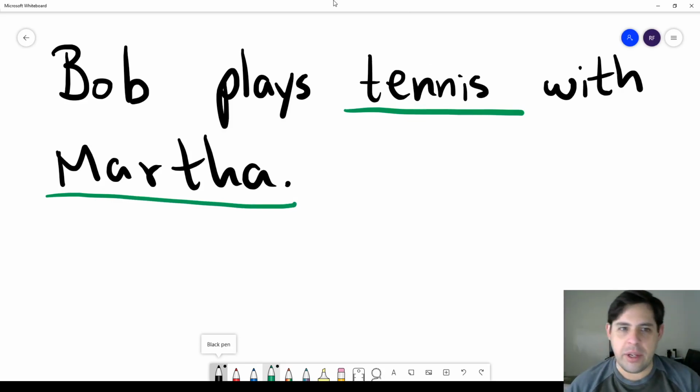Suppose I'm saying something like, oh, Bob and Martha like to play sports. Bob and Martha like playing tennis. Okay. And then I say, well, Bob plays tennis with Martha. Well, I'm repeating tennis and Martha, tennis and Martha. I can replace these, okay? So Bob plays what? So here, let's look at our object. Tennis.